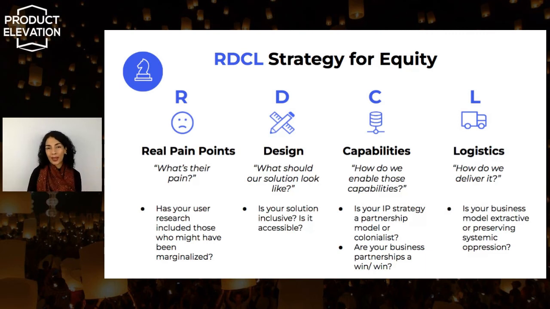When you're thinking about pain points and you're figuring out what your users need, think about whether your user research has included people who might have been marginalized. When you think about design, think about whether your solution is inclusive or accessible. When you think about capabilities, look at your IP strategy. Is it a partnership model, or are you being colonialist and extractive?